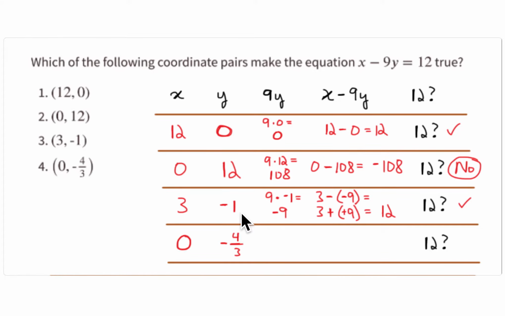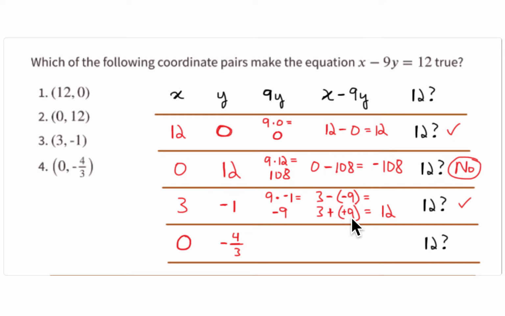How about 3, negative 1? So 9 times negative 1 is negative 9. And then you subtract that negative 9 from 3. 3 minus a negative 9. So I'm going to use the inverse operation of subtraction, which is addition, and the additive inverse of a negative 9, which is a positive 9. So this goes back to using the inverse operation and additive inverse. So subtracting a negative is the same as adding a positive.